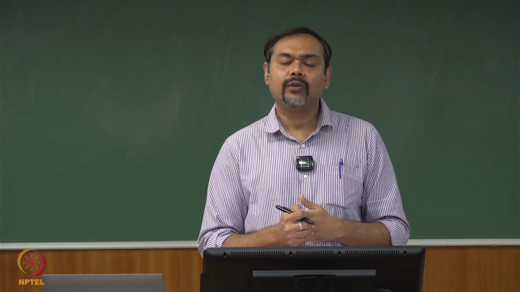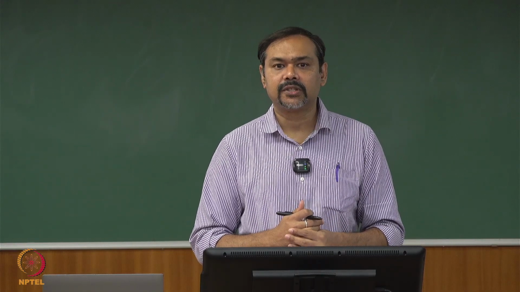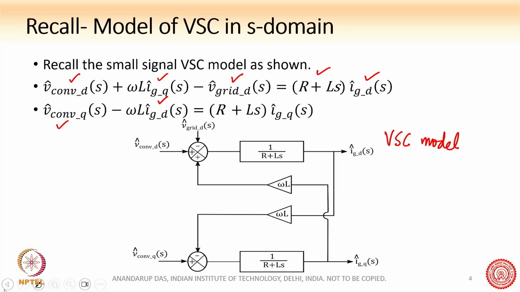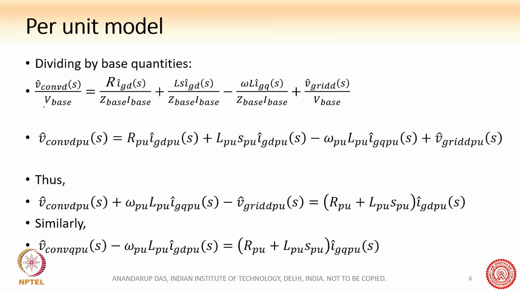Therefore we have seen over the years that having a per unit model helps a lot. So how do we develop this per unit model? It is actually very easy. In the equations we got in the previous slide, Vconv D and Vconv Q, we can divide by the base quantities.